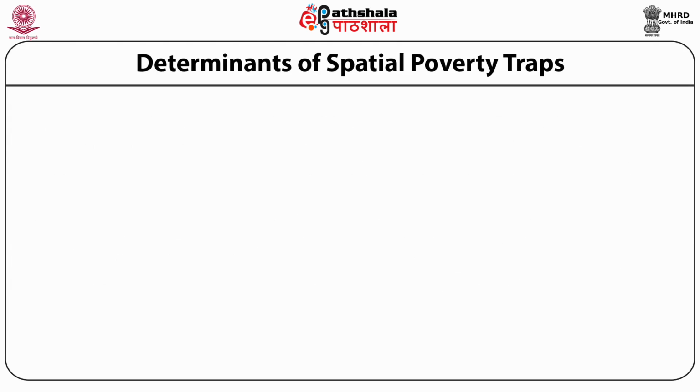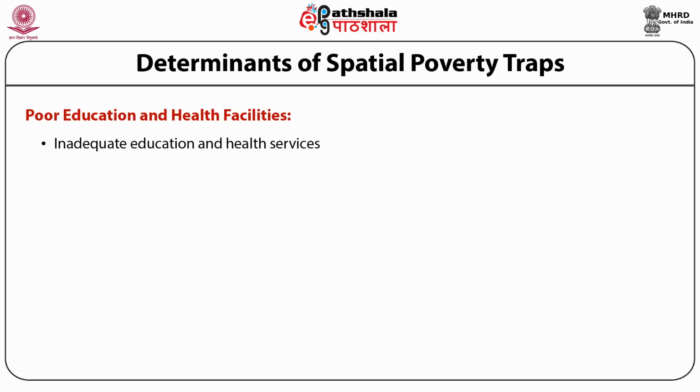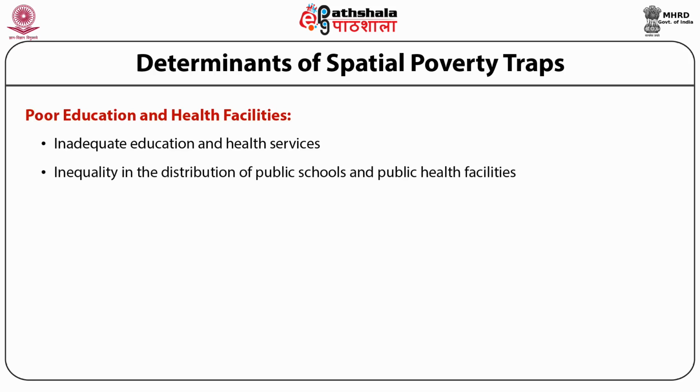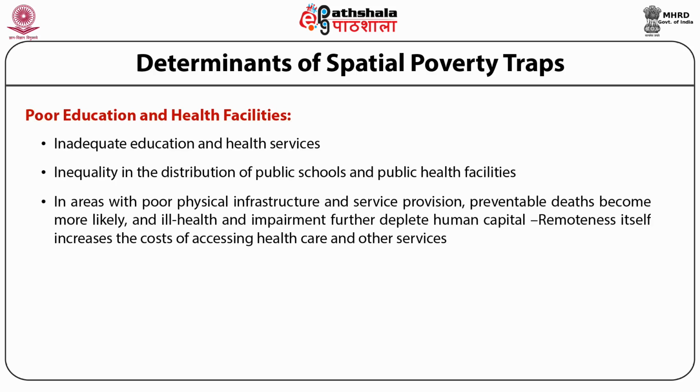Another important determinant of spatial poverty traps is poor education and health facilities. Remote and economically marginal areas have a stronger probability that health services will not only be below national averages but also below other non-remote areas. Kanbur and Venables found that disparities in school enrollment and neonatal care are a direct result of inequality in the distribution of public schools and public health facilities. In areas with poor physical infrastructure and service provision, preventable deaths become more likely, and ill health and impairment further deplete human capital already low because of poor education and the health impacts of poverty-induced malnutrition.